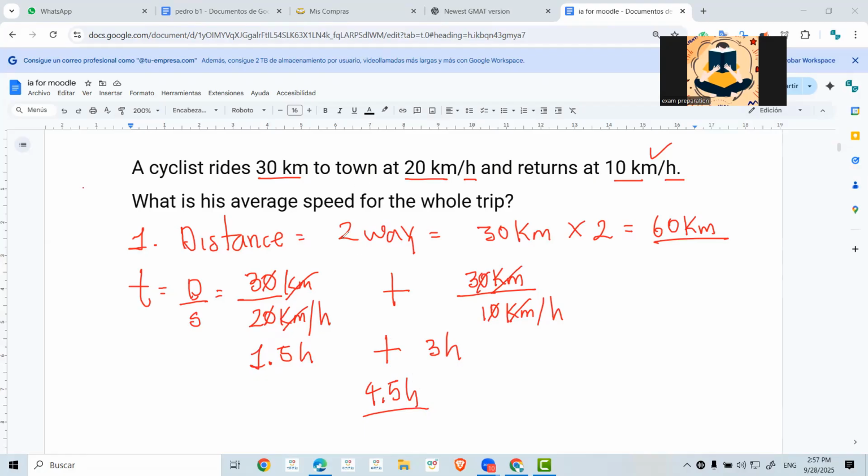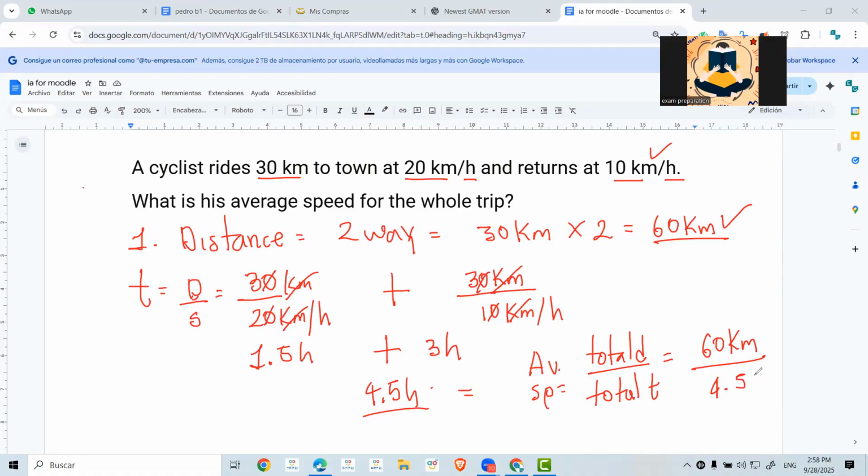And after that, I'm going to write down here that the average speed is exactly the total distance divided by the total time. The total distance is 60 as we calculated here. The total time is 4.5 as we just calculated.